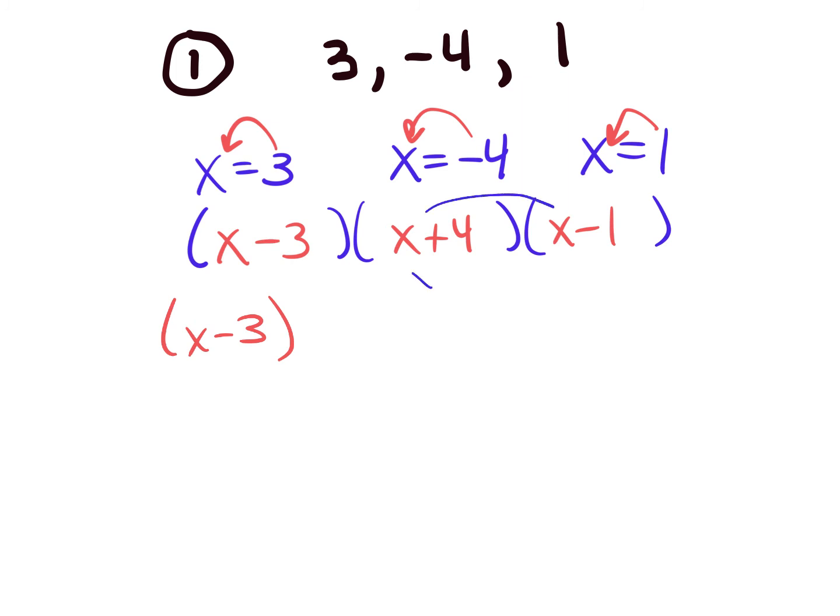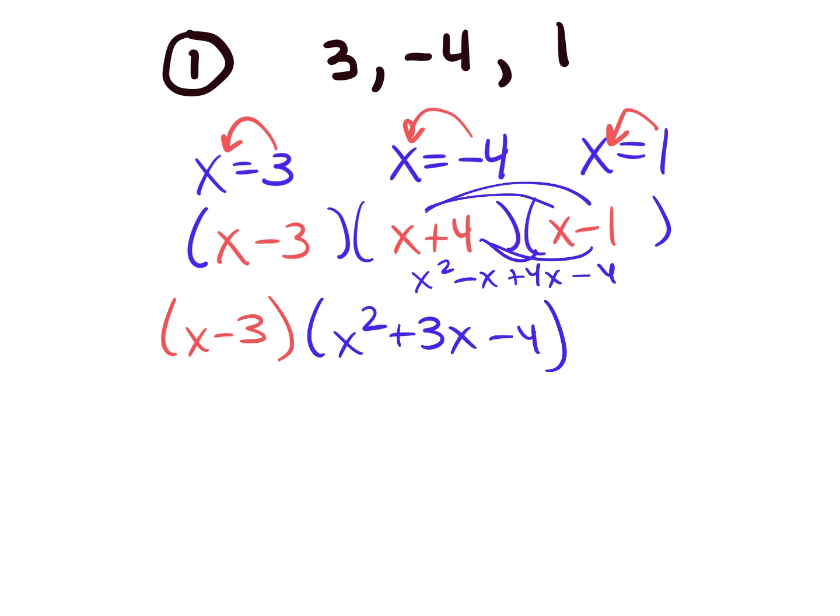x times x is x squared. x times negative 1, negative x. 4 times x, 4x. And 4 times negative 1, negative 4. So when I combine like terms, I get x squared, what? Plus 3x minus 4.